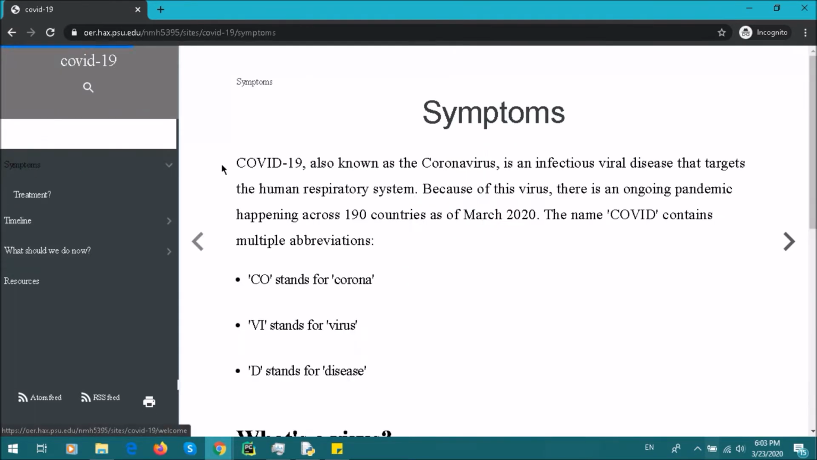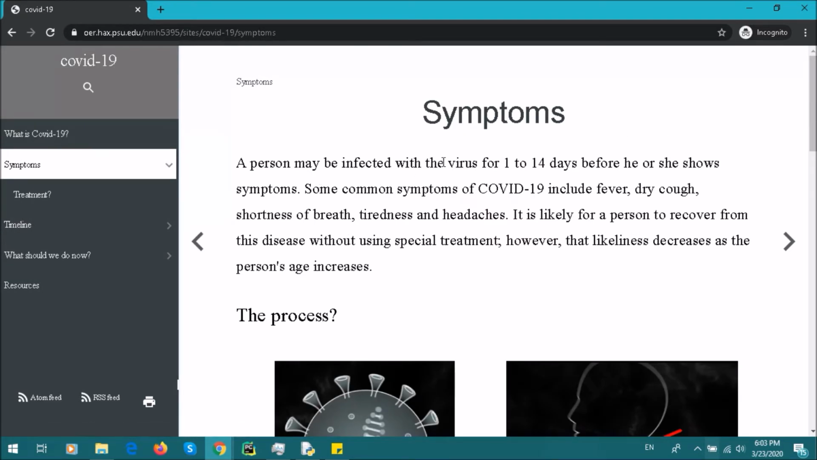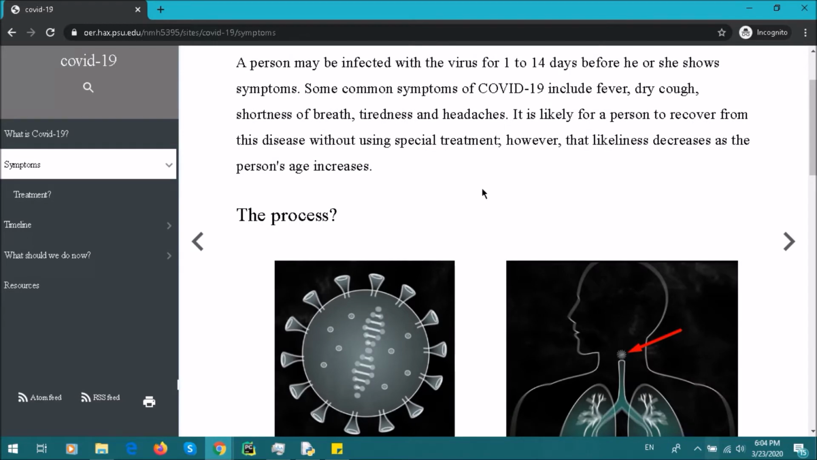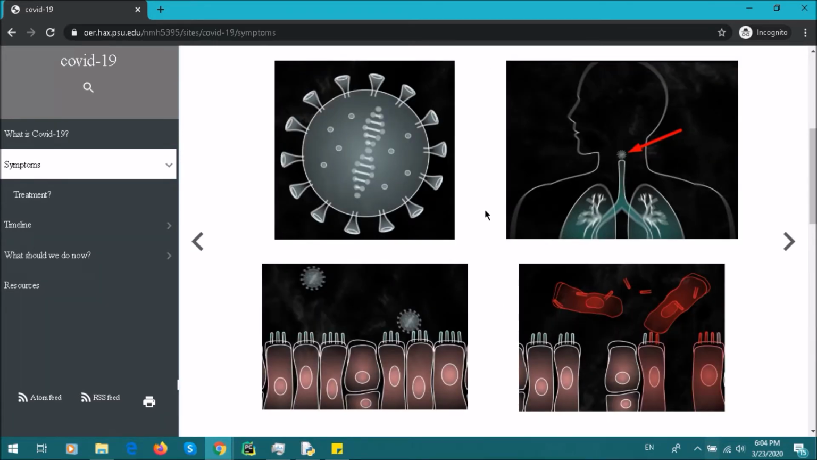But moving on to the symptoms, a person can show symptoms in 1 to 14 days upon making contact with this virus. Some of the early symptoms include dry cough. So moving down here, basically how this process works is that once this virus enters into your body, now let's say you touch your eyes or you lick your hands or something like that, this virus will travel all the way down to your respiratory system here, notably your lungs.